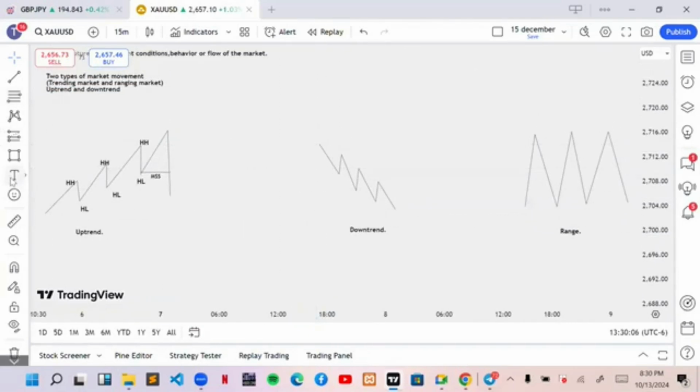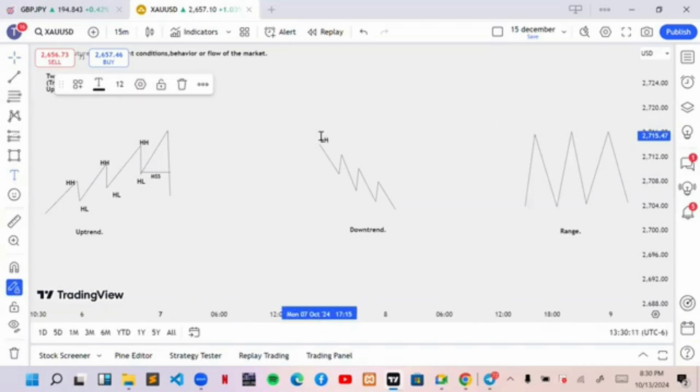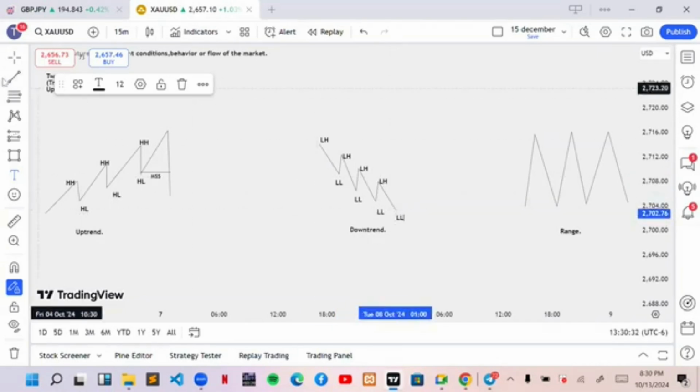You can see the downtrend is a series of lower highs and lower lows. So this is a lower high, and then this is a lower low. You now see a lower high, a lower low, a lower high, a lower low, a lower high, then a lower low here. So for each high that comes, it's going to be lower than the previous one. You can see this was the last high. The second high is lower than it. The third high is also lower than the last one. The fourth high is also lower than the last.